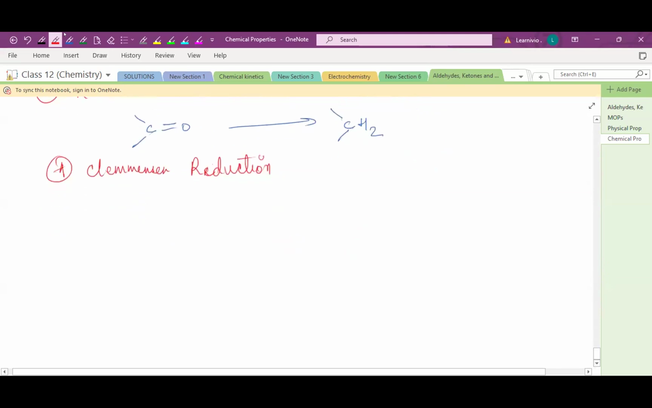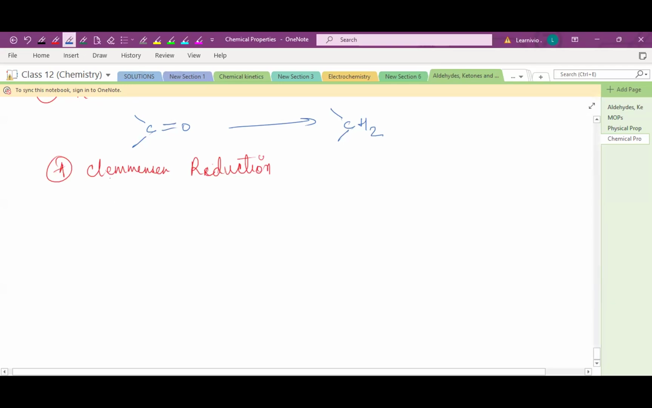Okay, so what is Clemmensen reduction? Clemmensen reduction is a reduction reaction in which carbonyl compounds get reduced to the corresponding alkane plus water. The dehydration will occur, and the carbonyl compound will get converted into an alkane in the presence of zinc amalgam.